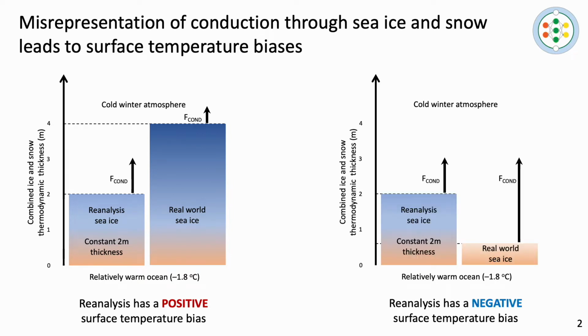Naturally, we can also have the opposite situation, where the reanalysis ice is too thick compared to the real sea ice. In this case, the simulated conductive heat flux through the reanalysis ice will be too small compared to the real ice, leading to too cold temperatures and a negative temperature bias.